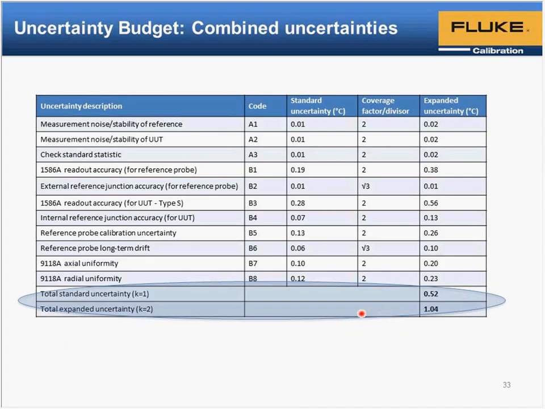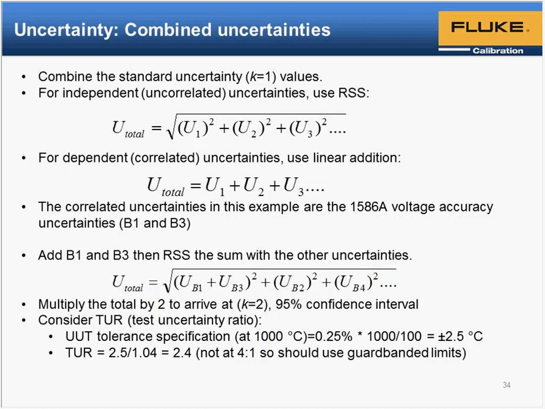And now that we are finishing that, we can combine the uncertainties. So let's talk about how we combine them. Most of these uncertainties are independent uncertainties, so we combine them using RSS, or the square root of the sum of the squares. If we have dependent or correlated uncertainties, then we just add them using linear addition. In more sophisticated uncertainty analysis, you may have to use a mathematical expression that describes how these interact with each other.